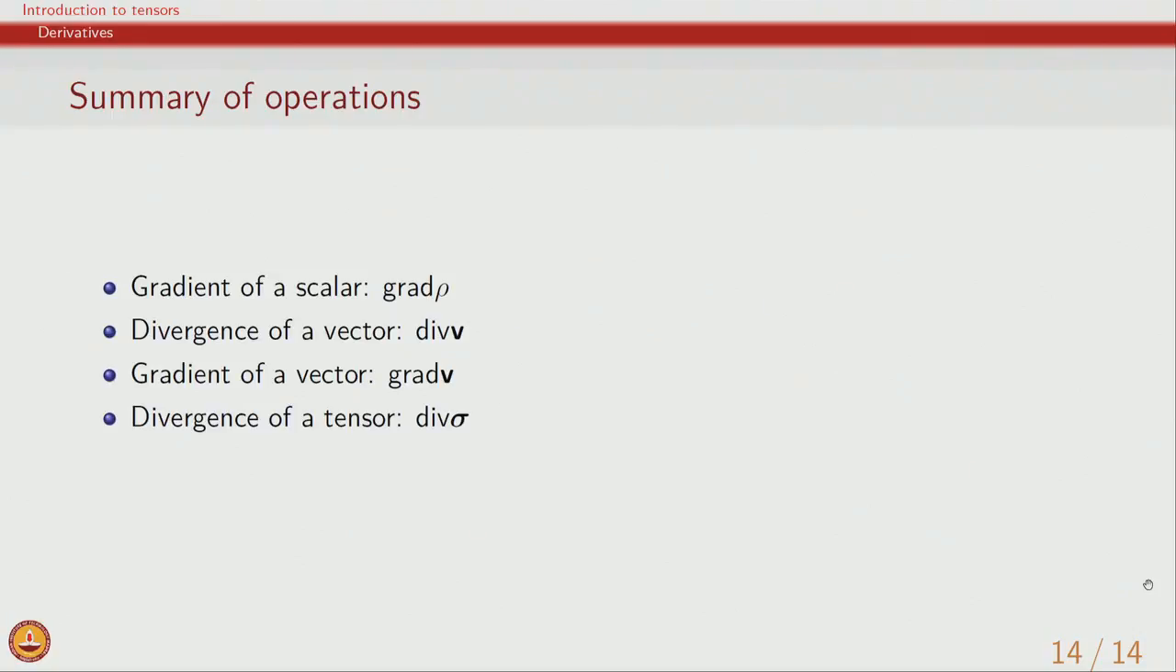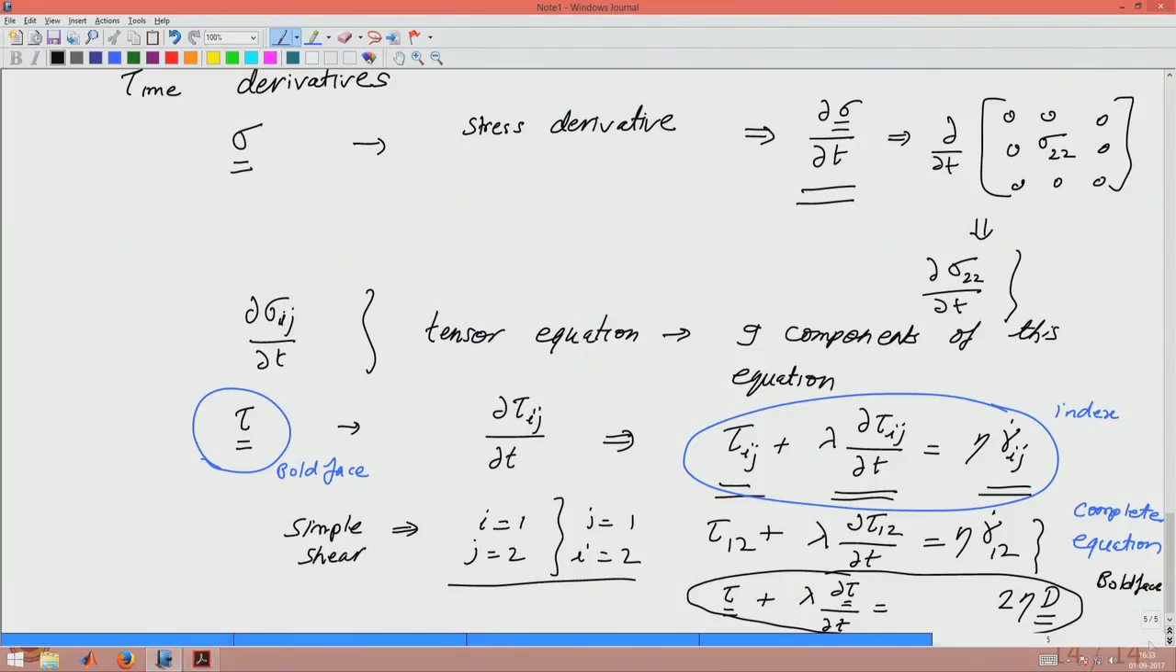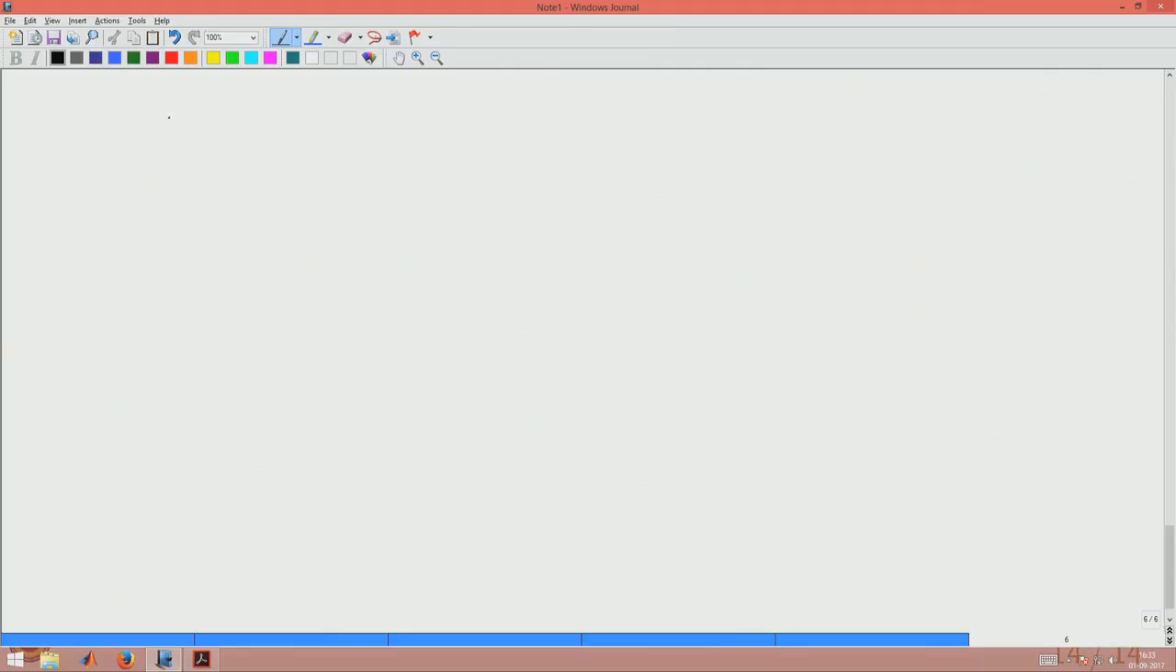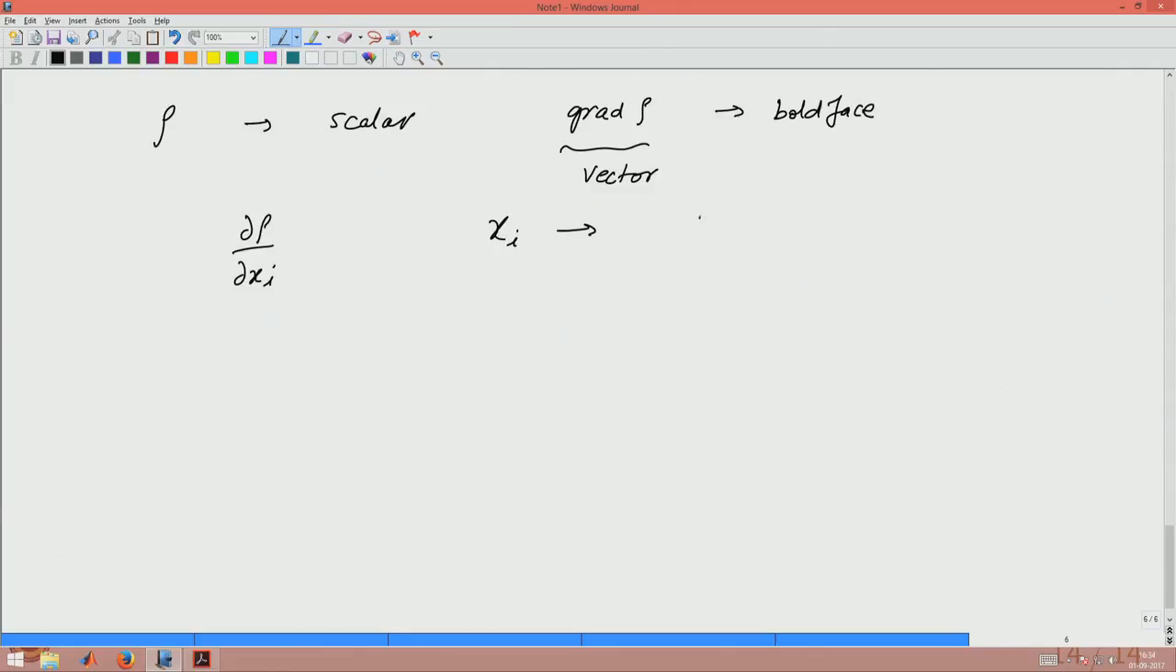Now let us look at some of the other operations, because with time derivatives it is relatively simple, because time itself is a scalar. We have other spatial operators, for example gradients and divergences. The first quantity is the gradient of a scalar. Let us say rho is a scalar, and its gradient is written as gradient of rho in boldface notation. This is boldface notation because we know this is a vector quantity. Using index notation we write this as del rho by del xi. We write xi in rectangular coordinates, this will be x y z.